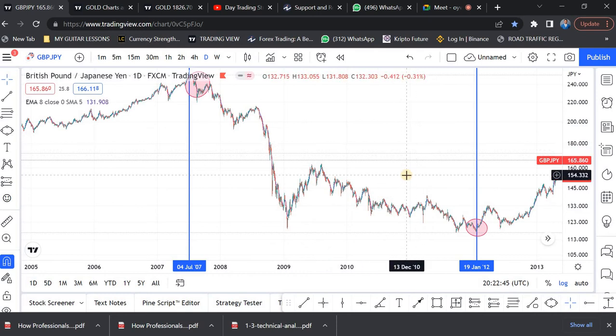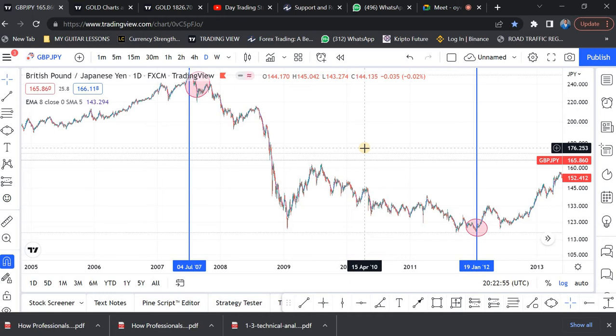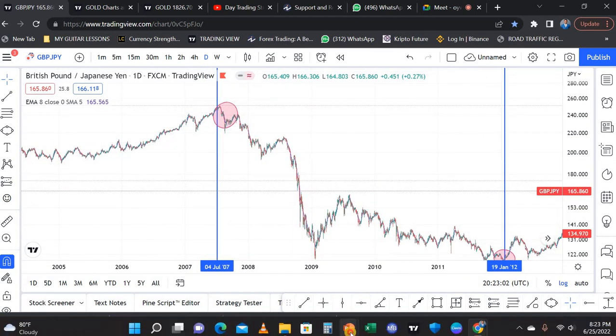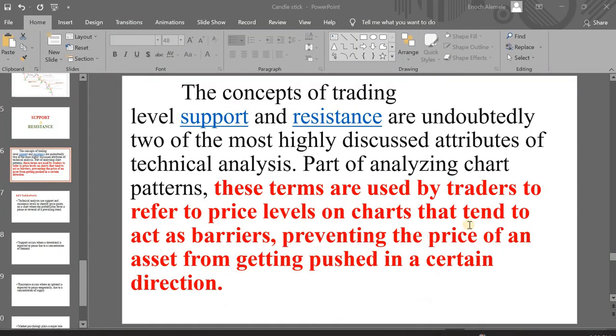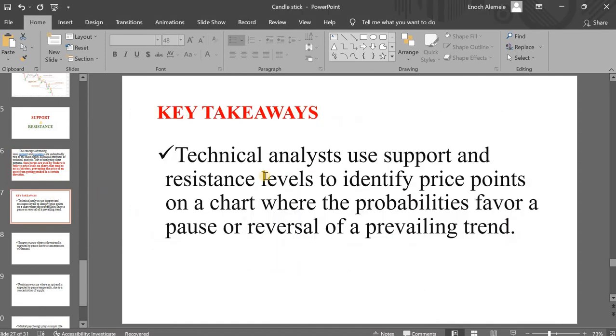So now that we have been able to identify each of the markets, the type of market, we are going to look out for the areas where price tends to act as barriers, where the price gets to and then it reverses. That will serve as our support and resistance, just like we were talking about. We'll go back to the chart and draw our support and resistance as we ought to do. But for now, let's look out for these key points.